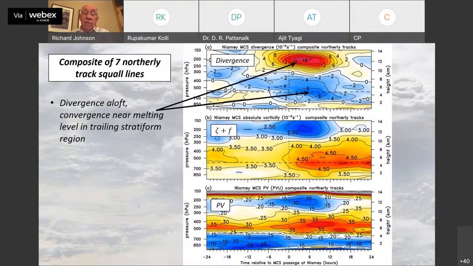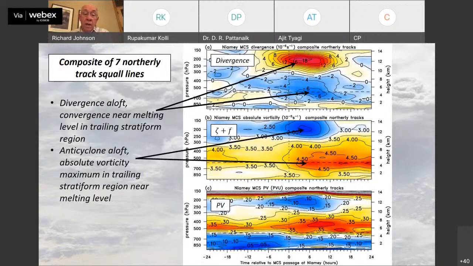You can see there's divergence aloft in the stratiform region, and then there's convergence near the melting level. Next, the absolute vorticity field: there's an anticyclone aloft and cyclonic absolute vorticity near the melting level.